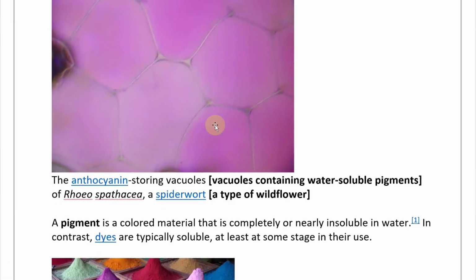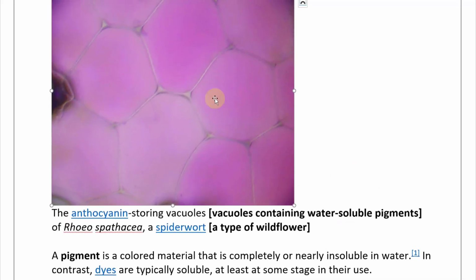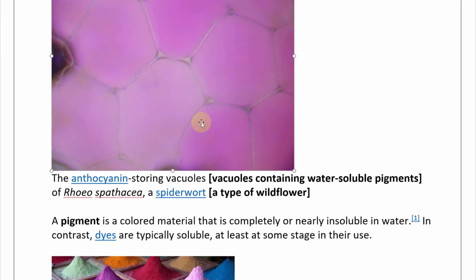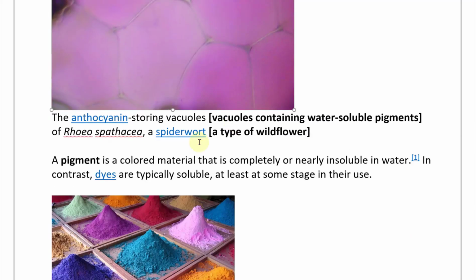Let's continue further. So here are some vacuoles. These are anthocyanin-storing vacuoles, which are just vacuoles containing water-soluble pigments, and this is for the color. See how it's purplish over there. This is Rhoeo spathacea, or I think it's pronounced that way, and this is a spiderwort, which is a type of wildflower. Those are the cells inside there, the giant vacuoles inside the cells.